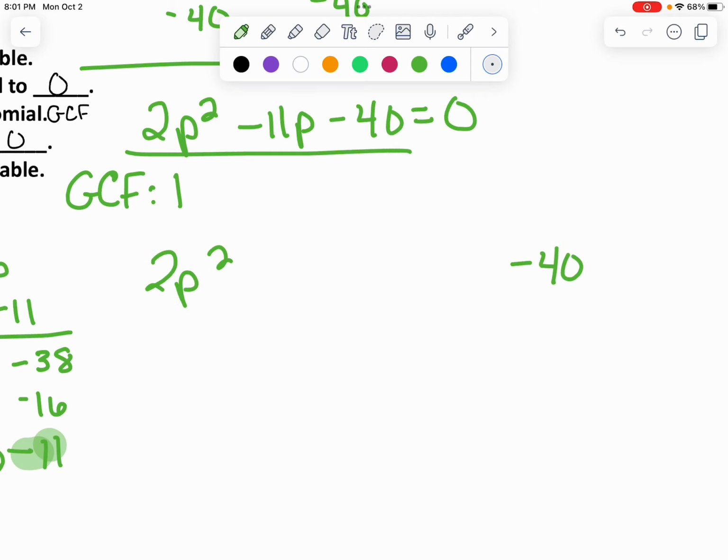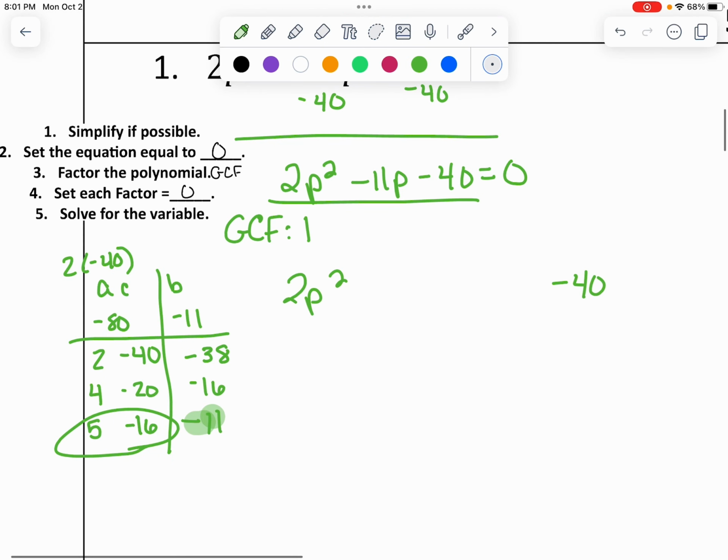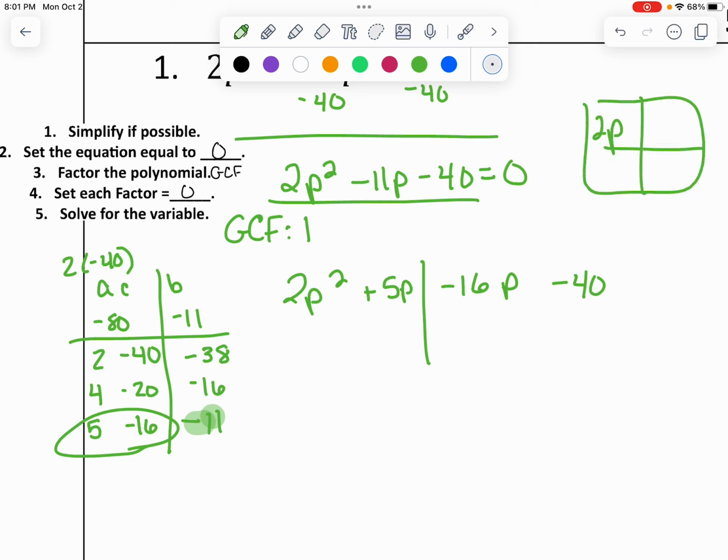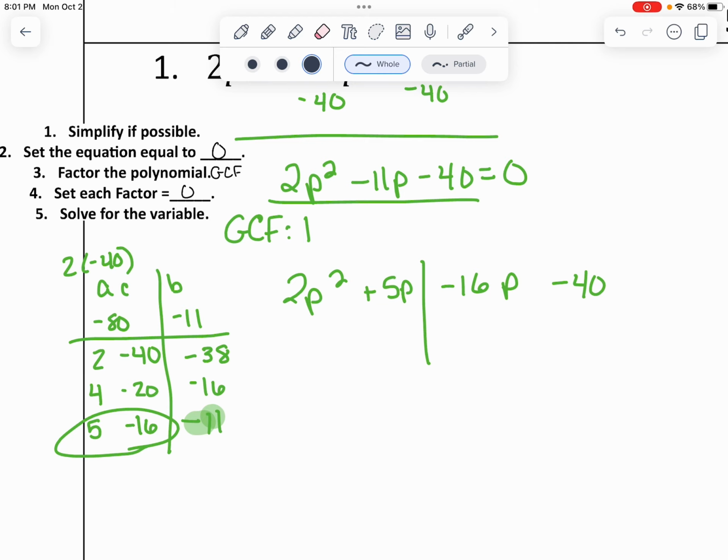And what happens to the negative 11p? It's 5 and negative 16. So is it plus 5p minus 16p? Mm-hmm. And then we split it in half. And if you guys are using the box, do 2p squared, do negative 40, and then you fill in these. But we're going to do grouping on this one. Okay? All right.